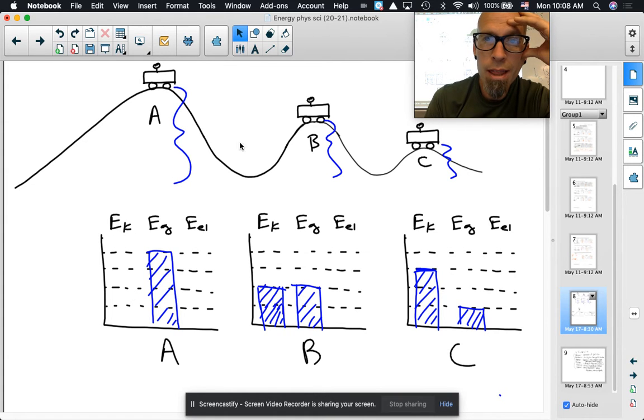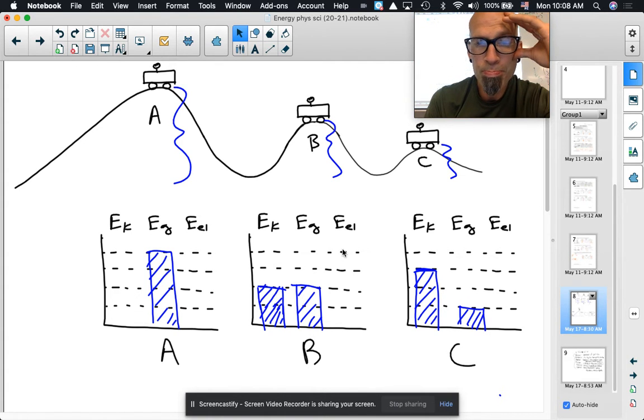Then at the hill at position B, it looks like about half of the height is still there. Oh, also notice, in these energy bar charts, it's not just a before and after. I have multiple locations here.